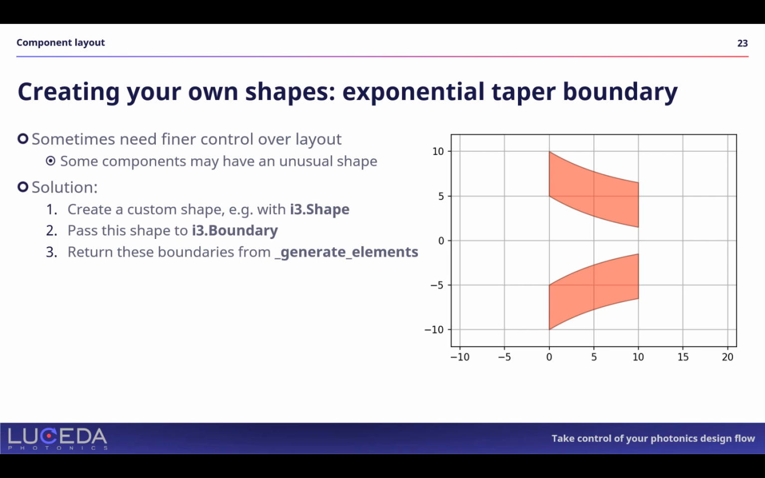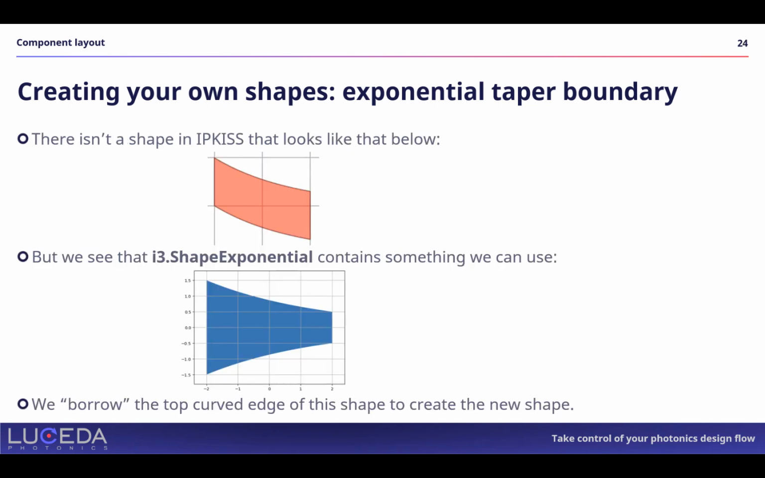If we look at this top example, there isn't an element or a shape available out of the box in IPKISS that can follow this shape. However, we can create our own using i3.shape and pass it to i3.boundary to create our own custom element. To achieve this, we will first take a look in the documentation to see if there is any shape that is similar to the one we want. We see that there is this shape, i3.shape exponential, that contains something similar.